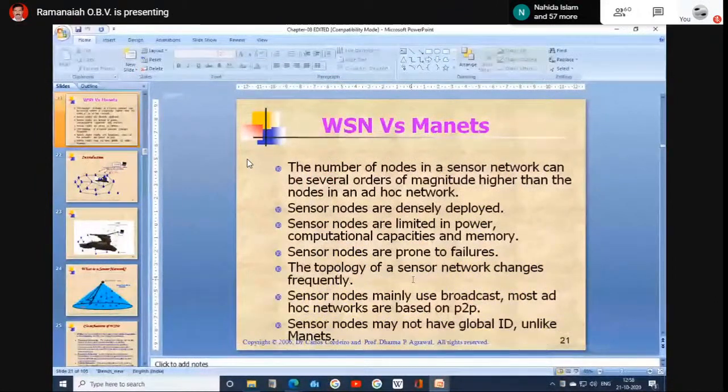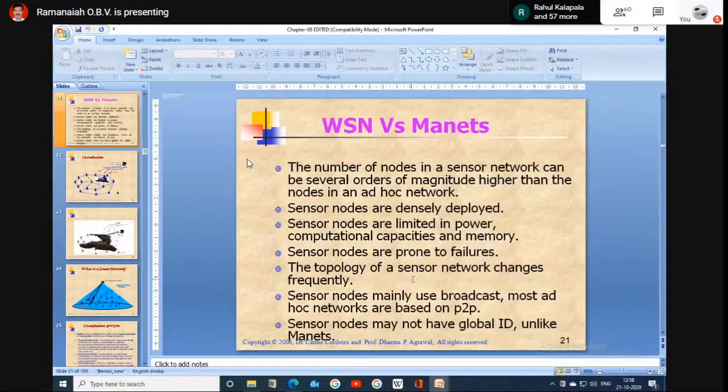The differences are very important. First thing is the size of the network. The size of a wireless sensor network is many times higher than a MANET. Sensor nodes are densely deployed in a wireless sensor network, but that is not the case with MANETs. Sensor nodes have very limited power, very limited computational capacity and memory, and even bandwidth. Sensor nodes are prone to failures, of course. MANETs, ad hoc networks, are not prone to failures, but because of battery drain they may not be able to communicate.